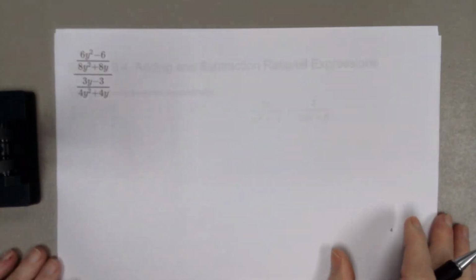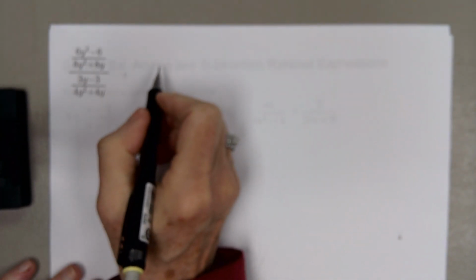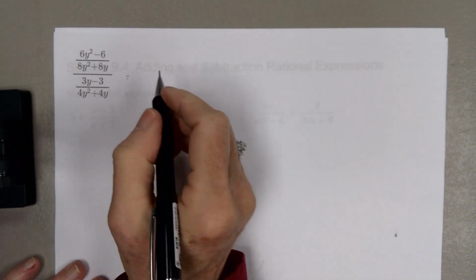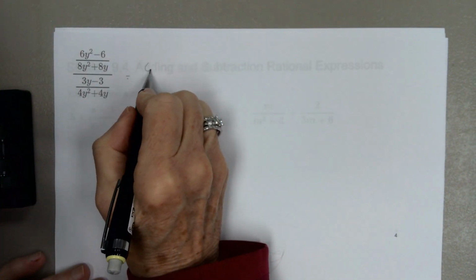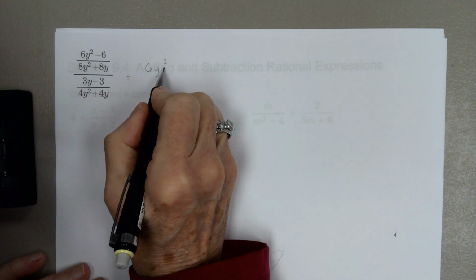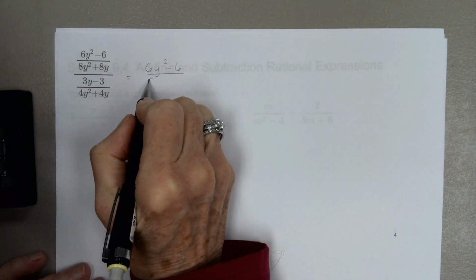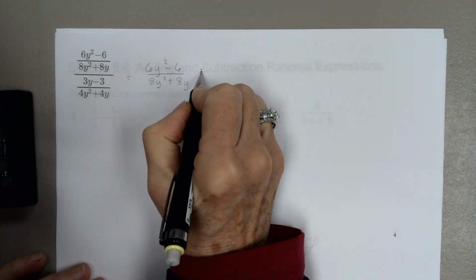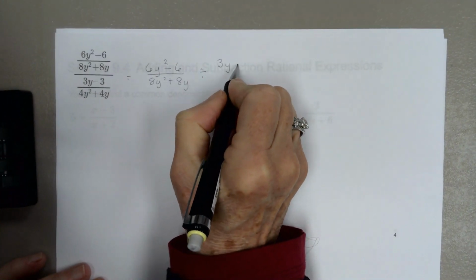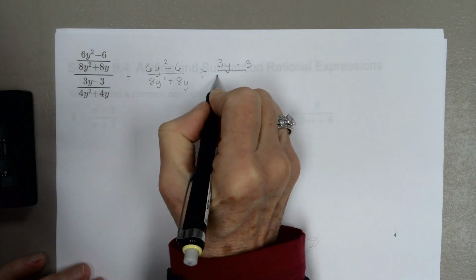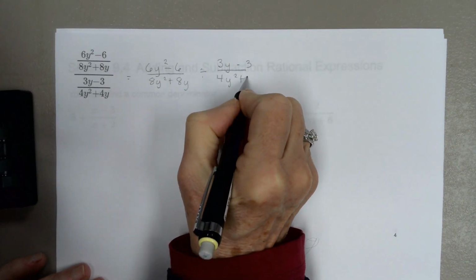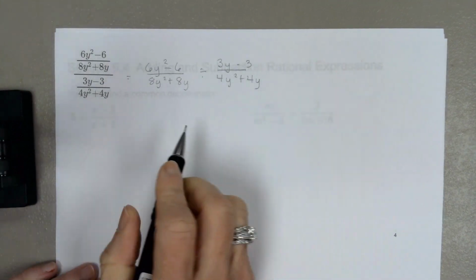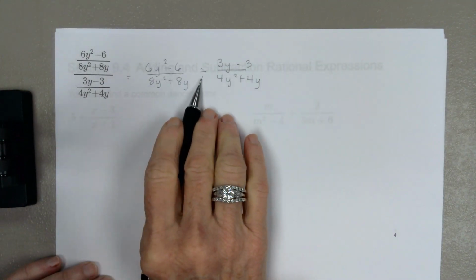This one looks weird because I have a fraction within a fraction. But in actuality, what I have to do is write it horizontally. So horizontally, this is the same as 6x squared minus 6 over 8y squared plus 8y, divided by 3y minus 3 over 4x squared plus 4y. Now I'm going to factor these at the same time I keep, change, flip.